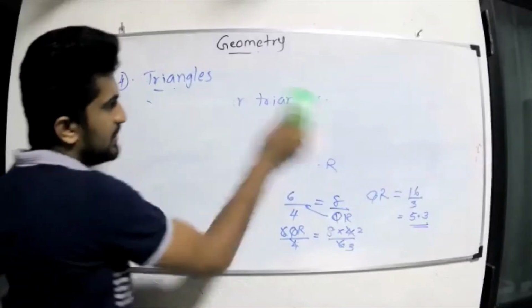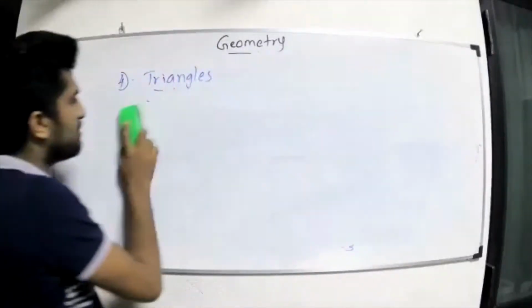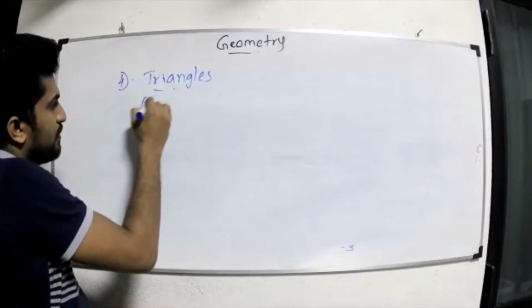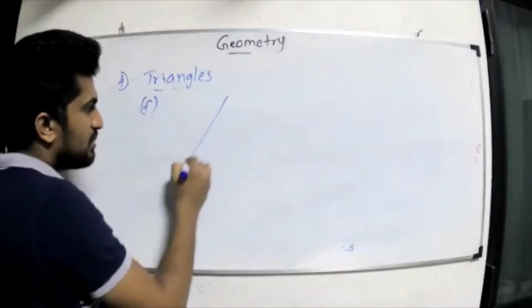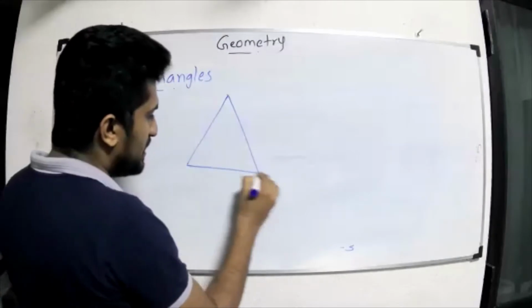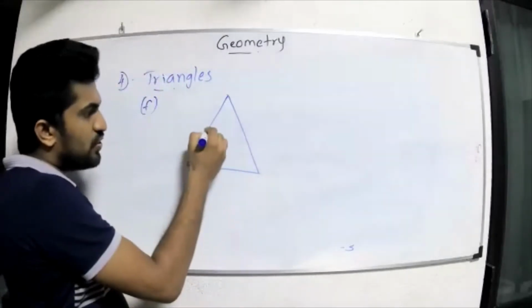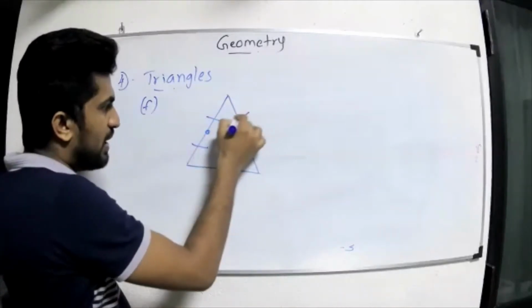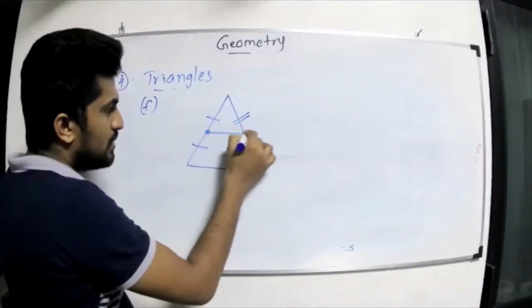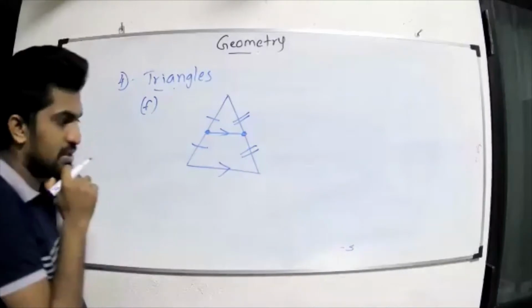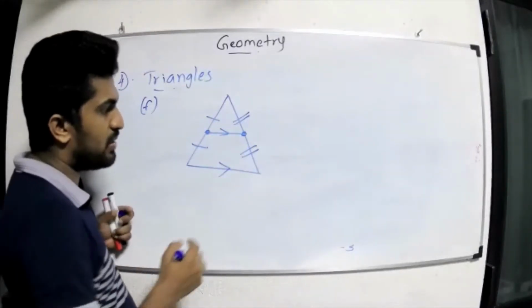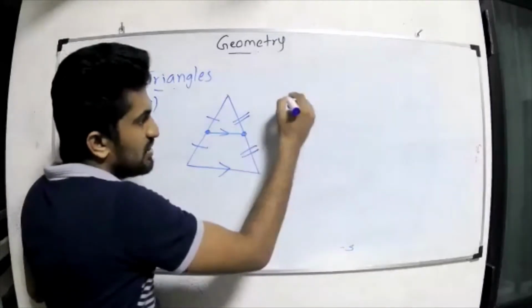Next relationship is the midpoint theorem. What is that? Midpoint theorem. In that theorem, they said the line which joins midpoints of two sides of a triangle is parallel to the third side. You have to write the theorem.